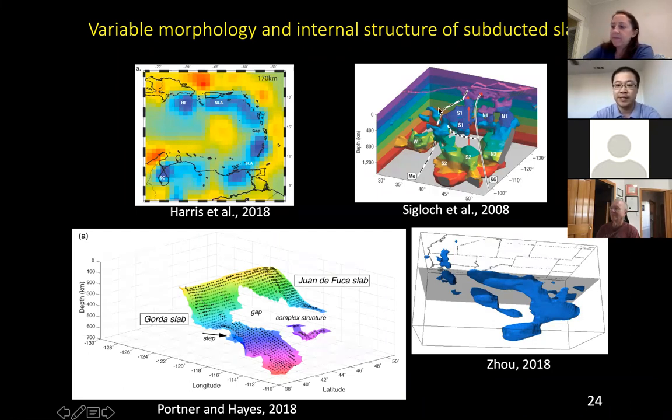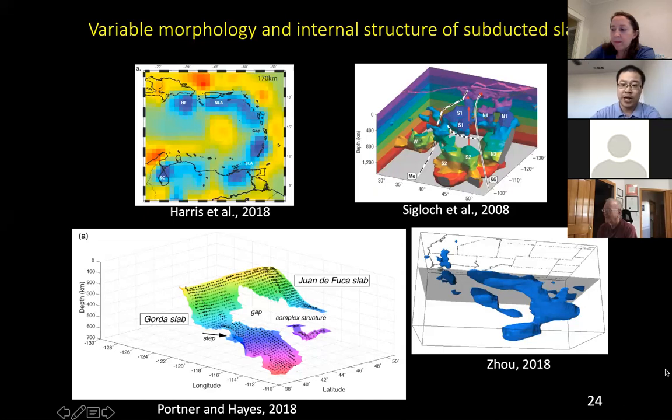And this is an even more complex subducted slab, as shown by Sigloch 2008. And this is another one by Portner and Hayes, 2018. They found a gap between subducted slabs. And this is a more recent one by Zhou 2018, where beneath North America, in the Farallon slab, there's a hole in the slab.